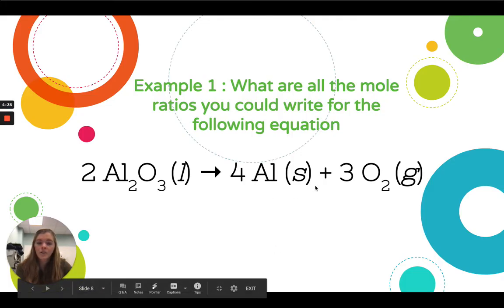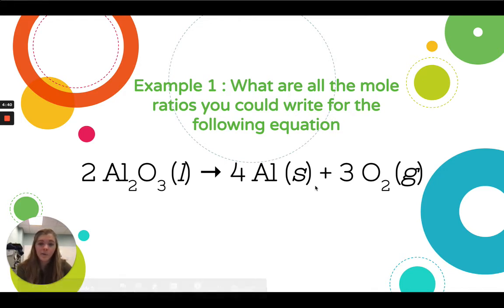What are all the mole ratios you could write for the following equation? Go ahead and pause the video and come up with some mole ratios that you could write for this specific equation. Some different answers could be 2Al2O3 over 3O2, or 2Al2O3 over 4Al, or 4 moles of aluminum over 3 moles of O2, or 3 moles of O2 over 2 moles of Al2O3. So those would all be different examples of mole ratios that we could make.